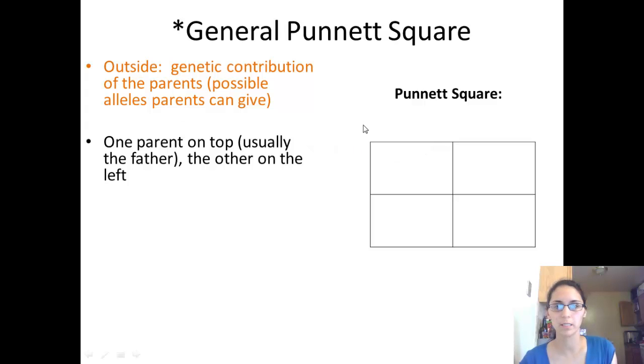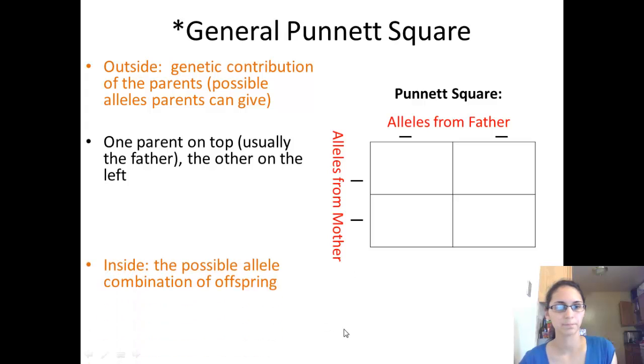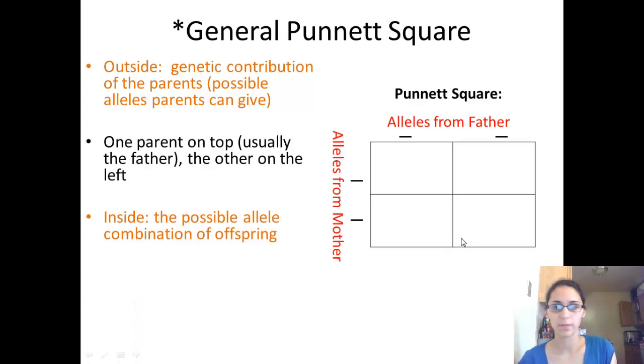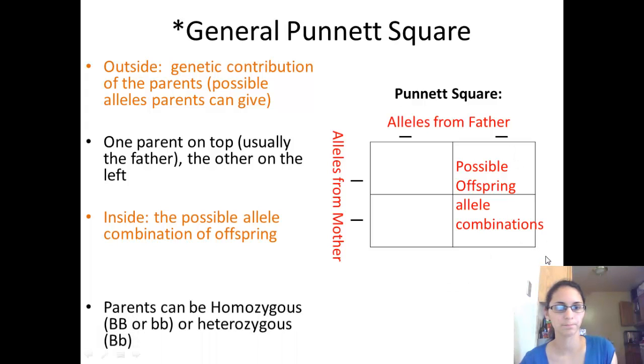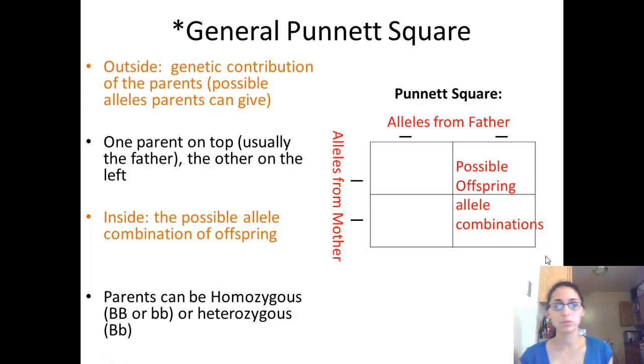So usually one parent goes on top. It's usually the father. So the alleles from the father go on top like this. And then the alleles from the mother go on the side. So one goes on the top and the other one goes on the left side. The inside of the Punnett Square contains the possible allele combinations of the offspring. So the parents are on the outside and then the offspring are on the inside. So possible offspring allele combinations. So parents can be homozygous, which have the same type of allele, or heterozygous, which is a different type of allele.